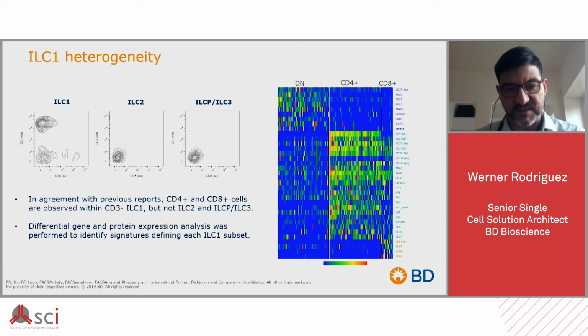Digging more into our data, as we can see here, there is also positivity for CD4 and CD8 in some cells. As you can see, this is more evident and only evident in our ILC1 group. So we have been seeing what is also reported in the literature. And as you can see, ILC2 and ILC3 lack these two markers.